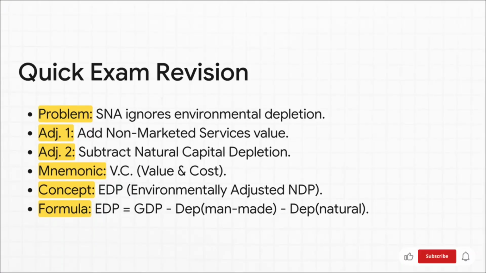All right, one last time, let's lock this in. Start with the core problem of the SNA: it ignores the environment. Then remember your 2 adjustments: adding the value of non-marketed services and subtracting the cost of natural capital depletion. Don't forget the mnemonic, VC, and the key concept of EDP, along with its formula. If you can nail these points, you've got yourself a top-scoring answer.